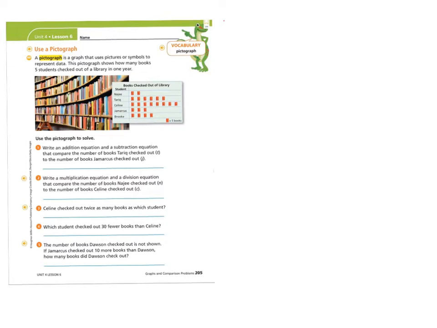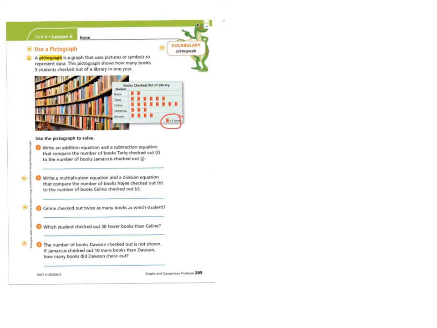This pictograph shows how many books 5 students checked out of the library in 1 year. So look at the graph. It says books checked out of library. Each red book represents 5 books. So each red book up here, we need to multiply by 5 to get that person's total. So let's read number 1 together, and then we will solve that equation together.